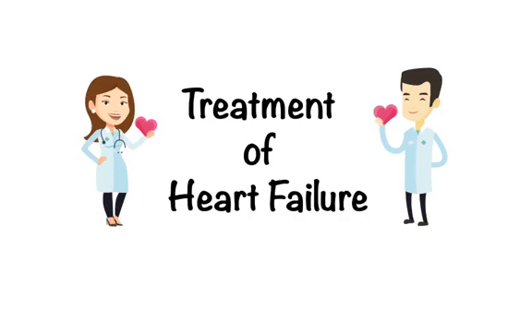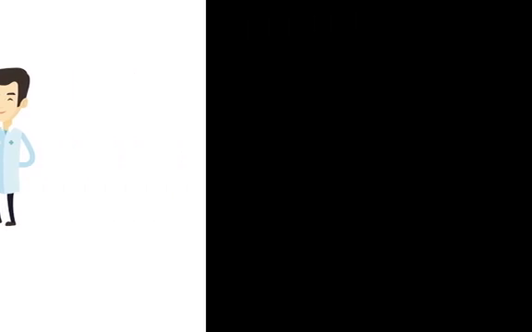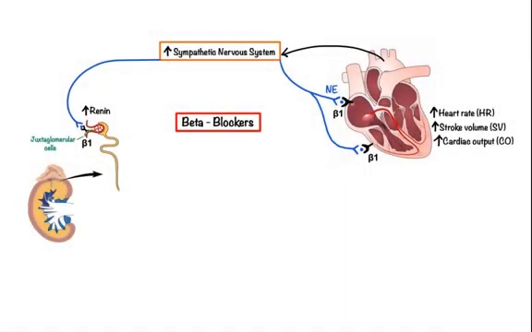Now, the pharmacological management of patients with heart failure is complex and may require the use of several classes of drugs. So now let's discuss these one by one, starting with beta blockers. So beta blockers work by binding to beta-1 receptors in the heart and subsequently blocking the action of norepinephrine, thereby reducing heart rate and contractility, which in turn decreases cardiac output and blood pressure.